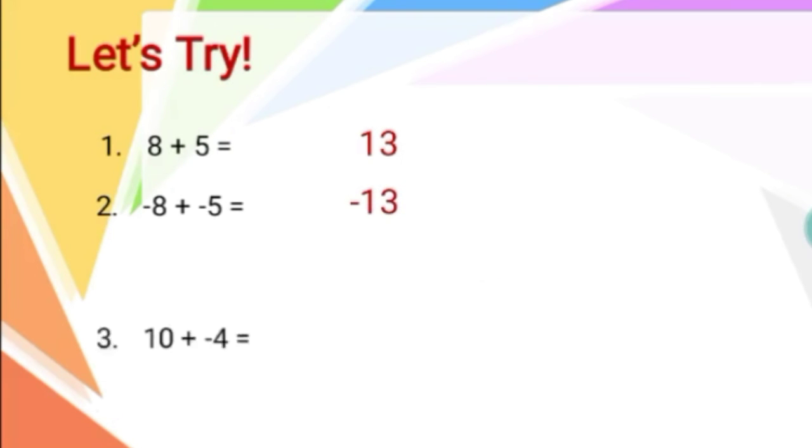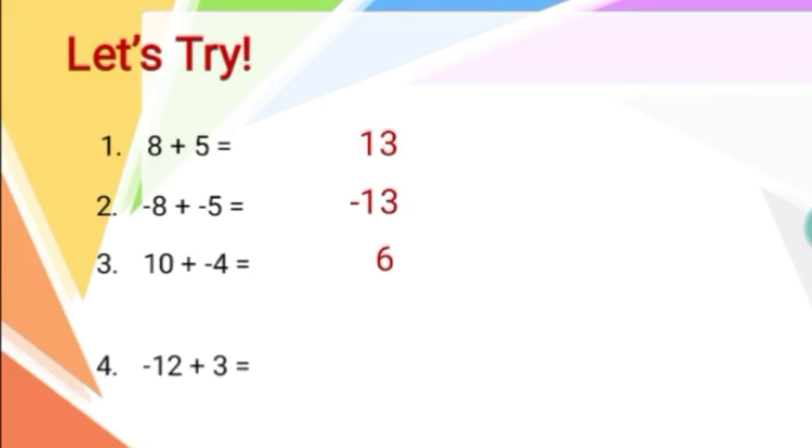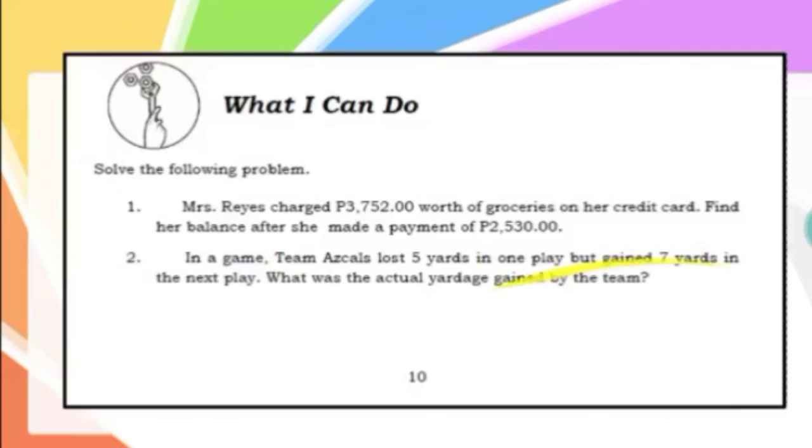Let's try to answer this. 8 plus 5, that is 13. Negative 8 plus negative 5, that is negative 13. Positive 10 plus negative 4, that is positive 6. Negative 12 plus positive 3, that is negative 9.